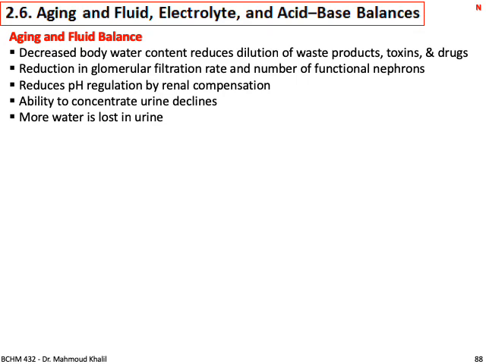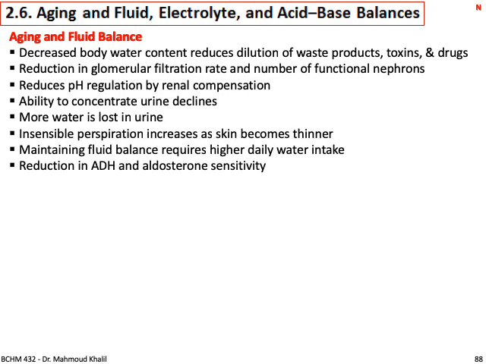We'll see in this topic the relationship between aging and fluid, electrolyte and acid-base balance. In aging and fluid balance, decreased body water content reduces dilution of waste products, toxins, and drugs. As we age, the water content decreases, and this raises the harmful effect of waste products, toxins and drugs because they are not diluted anymore. There is also a reduction in glomerular filtration rate and number of functional nephrons. It reduces pH regulation by renal compensation. The ability to concentrate urine declines, so more water is lost in urine.